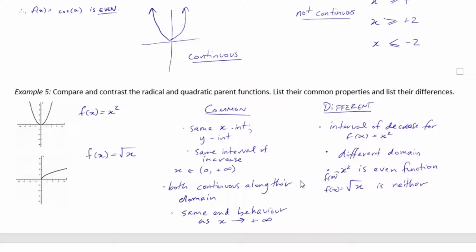One other thing that we haven't talked about yet is the range. So these have different domains, but take a look at the range. That's y is greater than or equal to 0. Okay, y is also greater than or equal to 0. So in common, they also have the same range. Okay, so this is a pretty comprehensive list of what these two functions have in common and what makes them different.